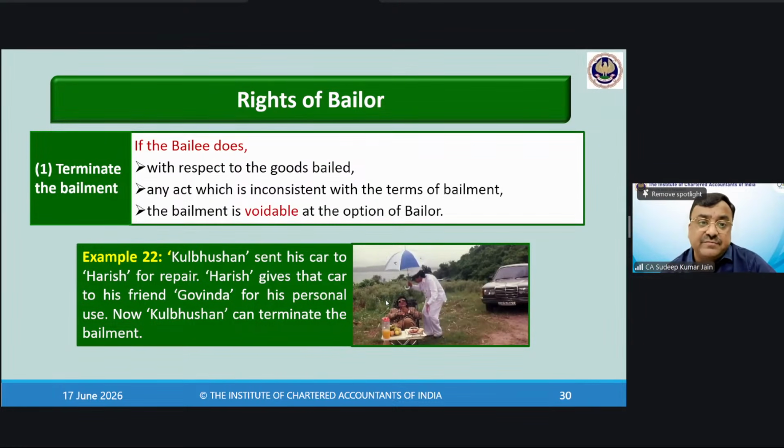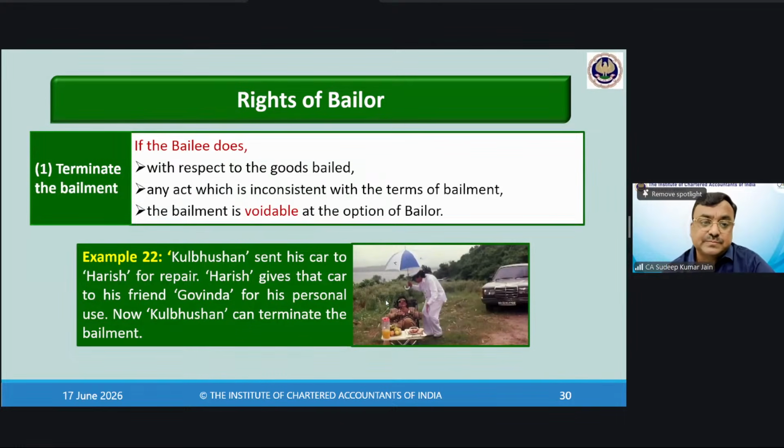If the bailee does, with respect to the goods bailed, any act which is inconsistent with the terms of the bailment, the bailment is voidable at the option of the bailor. Means if the bailee does something against the contract of bailment, then the bailor has the right to cancel the contract. If the bailee misuses the goods, then the bailor can terminate that contract.